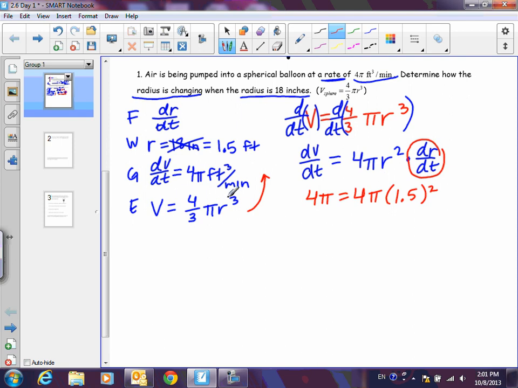So notice, I started with the equation. Then I took the derivative, and then I plugged in. And eventually what we're going to be able to do is find that first thing, dr over dt. So what is dr over dt? All right, so I'm actually not going to simplify right now. It's going to be 4 pi over 4 pi times 1.5 squared. Do y'all see how I got that? I just divided by what was in front of dr over dt, and I just put dr over dt on the left.